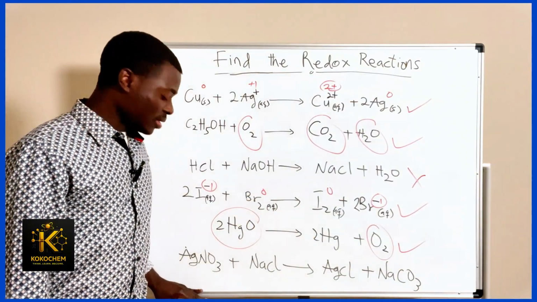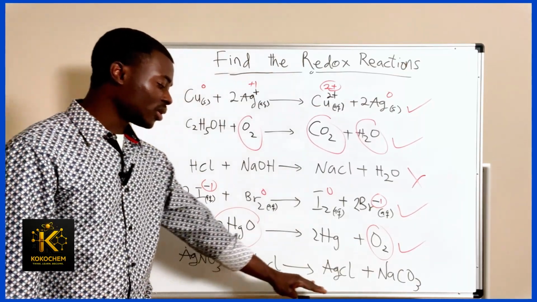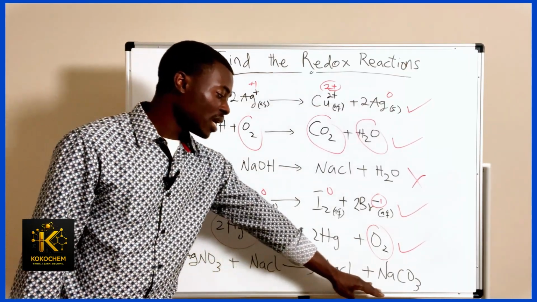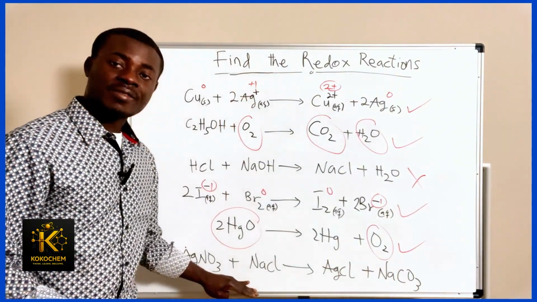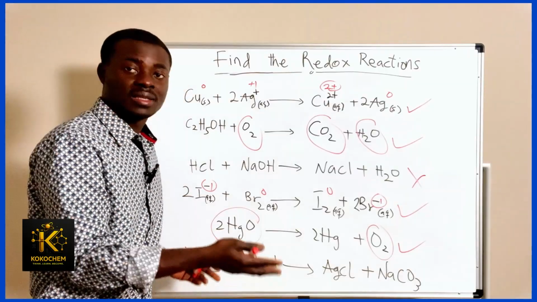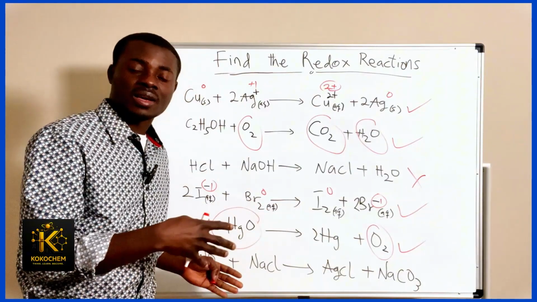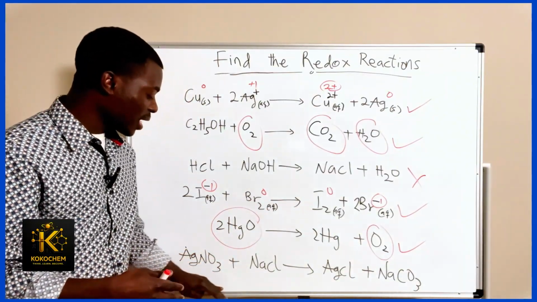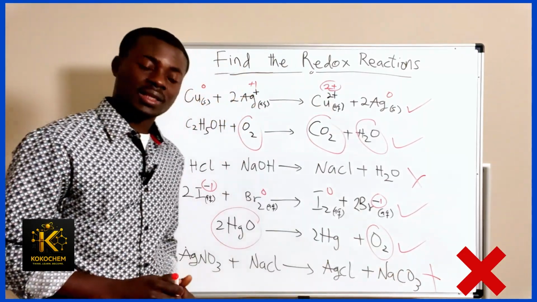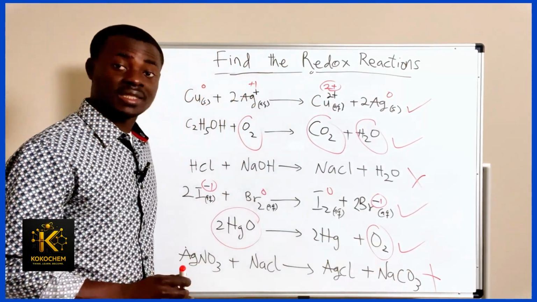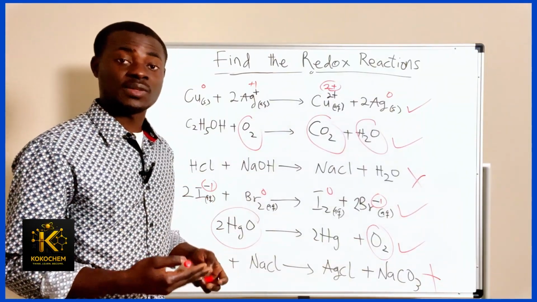The last one, we have silver nitrate reacting with sodium chloride to give you silver chloride solid and sodium nitrate. In this reaction, we do not have any pure element that is found inside of a compound on either side of the equation. So this reaction is not a redox reaction. In fact, this reaction is a classical example of what we call a precipitation reaction.